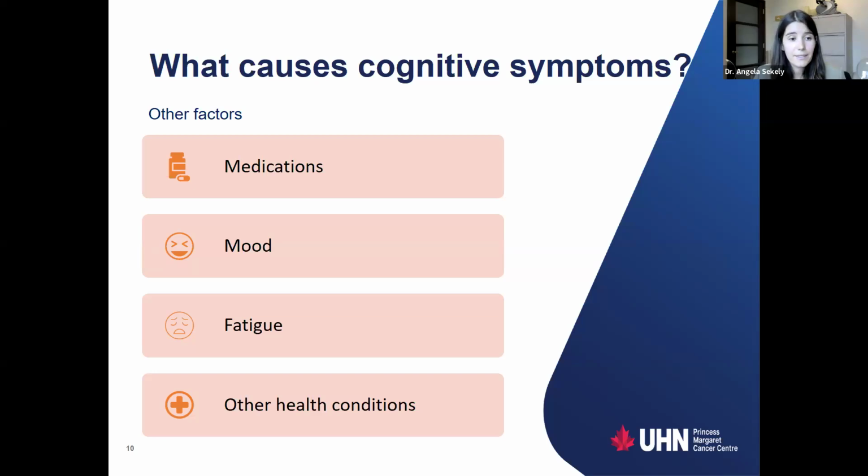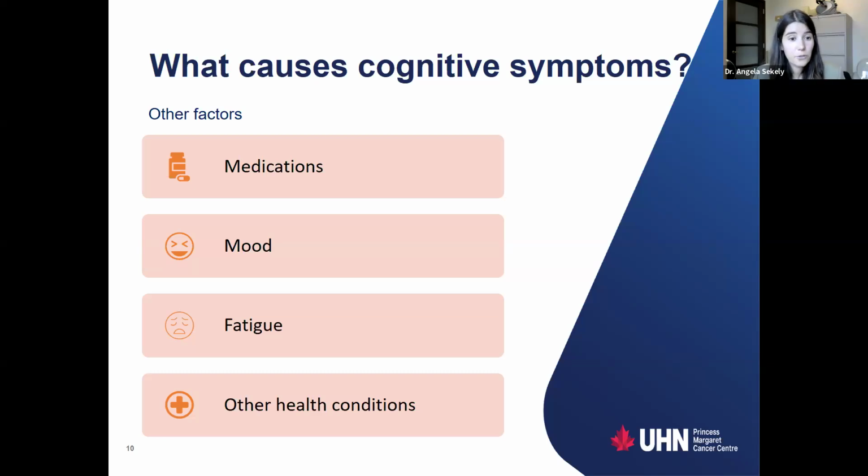Mood is very important. Feeling sad or anxious or frustrated, of course, makes it harder to think clearly. I'm sure we can all think of a time when we were feeling really stressed or overwhelmed, and it's much harder to use our cognitive resources. So that's important to note as well.